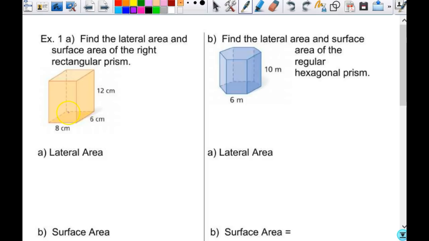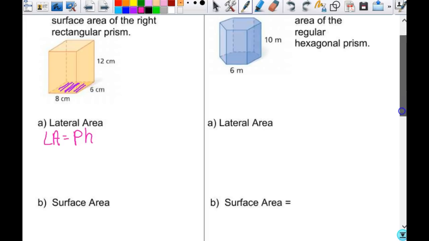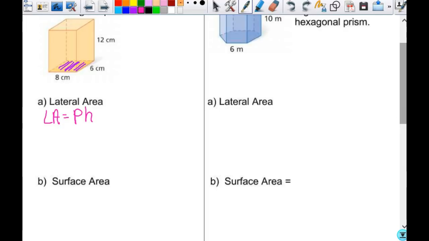So this is going to be the base of my prism. Then I'm going to go forth and do what it asks me to do. It asks me to find the lateral area first. So my lateral area is equal to the perimeter times the height, right? Now, is perimeter going to be n times s? No, because it's not a regular polygon, right? So my perimeter instead, yeah, there are formulas, but sometimes it's easier just to add things up. What numbers do I add up?